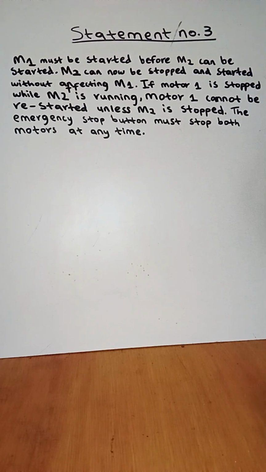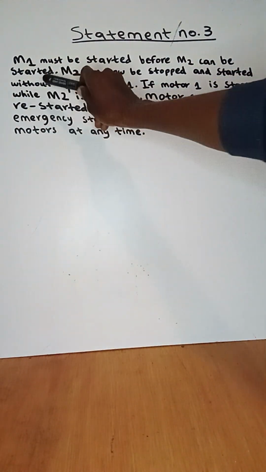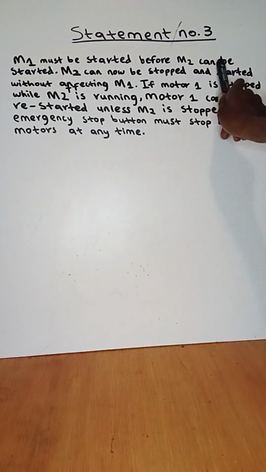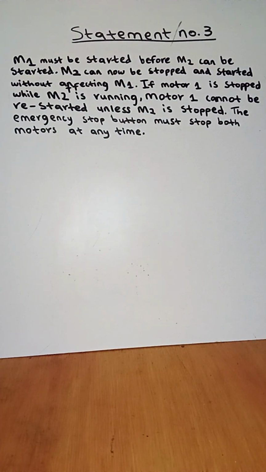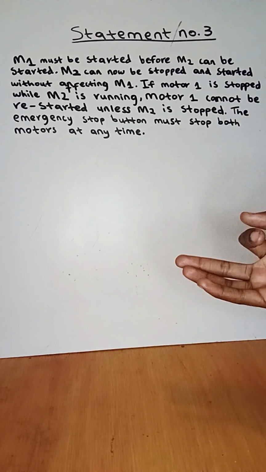So, the statement starts by saying motor 1 must be started before motor 2 can be started. This statement simply means we must start motor 1 first, after which we will be able to start motor 2. In other words, it says motor 2 shouldn't start first, but must only be started when motor 1 has started first.